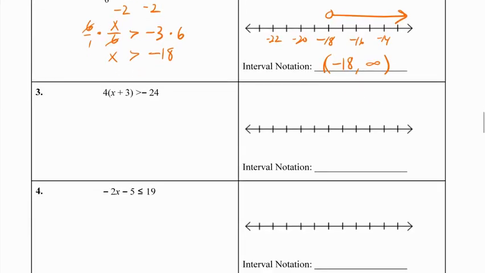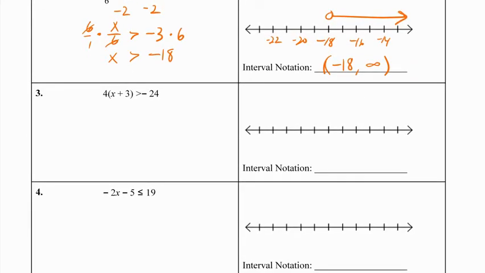Number 3, 2 ways you can solve this. You can distribute, or you could do a division in order to undo that multiplication. I'll go ahead and do the distribution. 4x plus 12 is greater than -24. Then we'll subtract 12 from both sides, leaving us with 4x is greater than -36. To solve for x, we divide both sides by 4, and x is greater than -9.